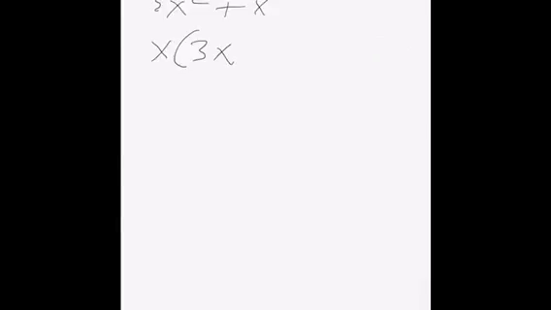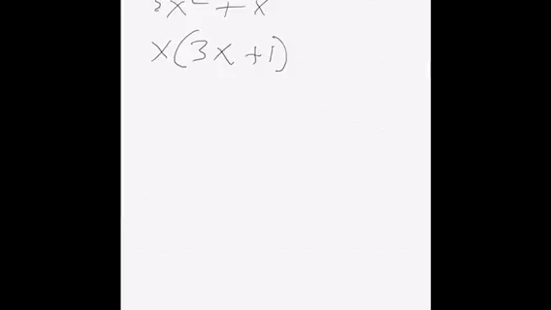And why does that work? Because x times 3x results in 3x squared. Now, what do you think would result in the x at the end of the original problem? Well, you would need a positive 1. So write down a positive 1. Because 1 times the x that's on the outside of the parentheses would make x. And that's the same as the original problem.